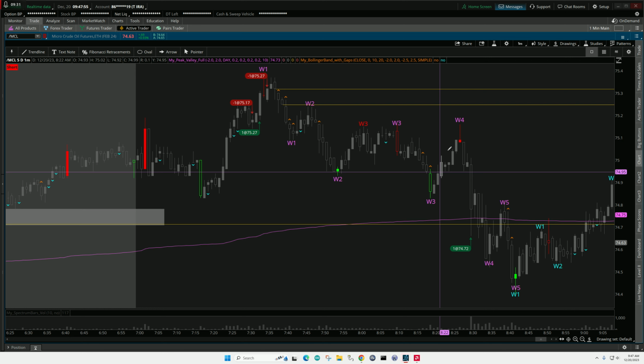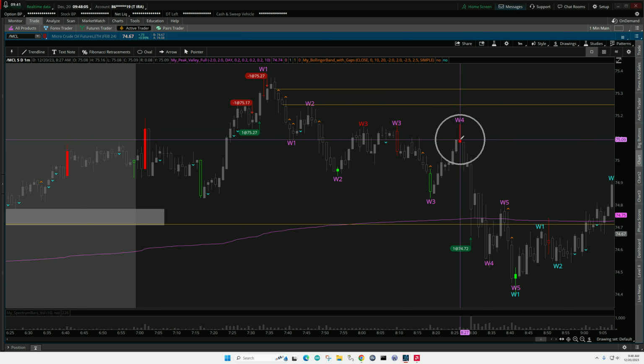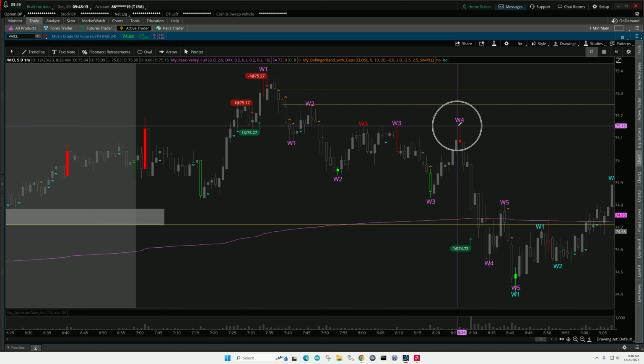Price continues to move in waves. Price moves all the way back up to the top of wave 3. The high of this candle is 75.16. The high of this candle, 75.16. So price isn't breaking the previous wave high. It comes all the way back up to it.